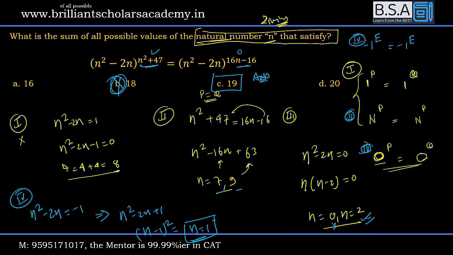The power should be such that minus 1 to the power is even. As long as minus 1 to the power is even, I'm okay. Minus 1 to the power even is again 1.